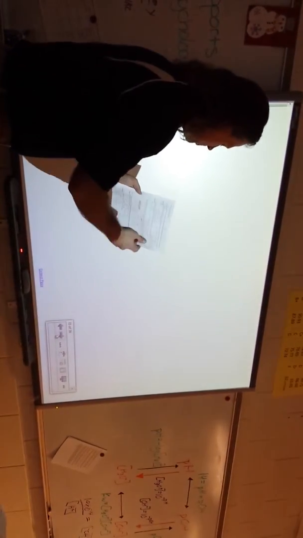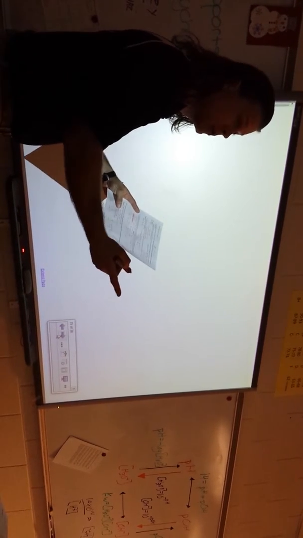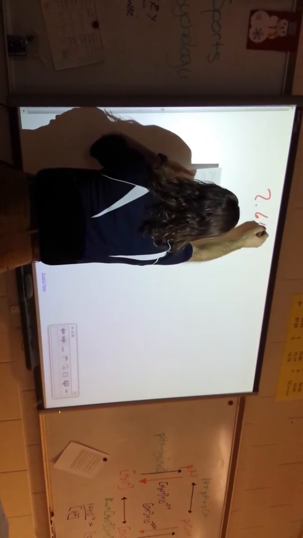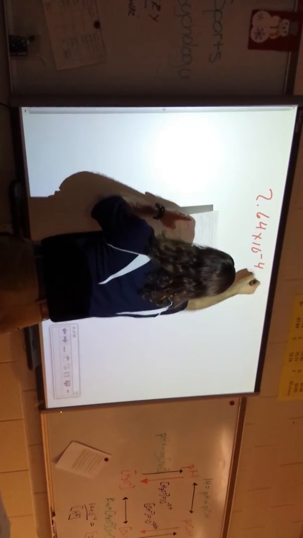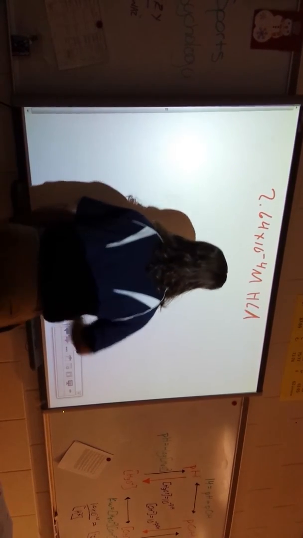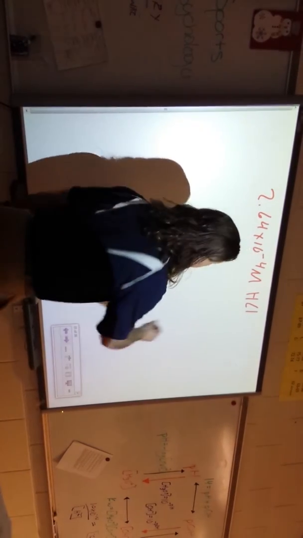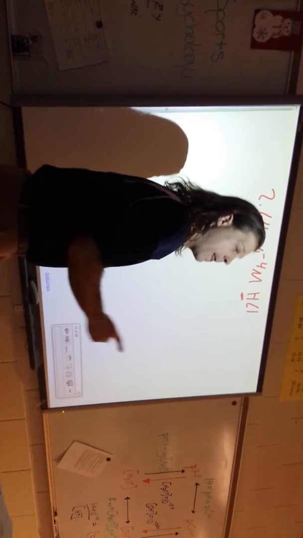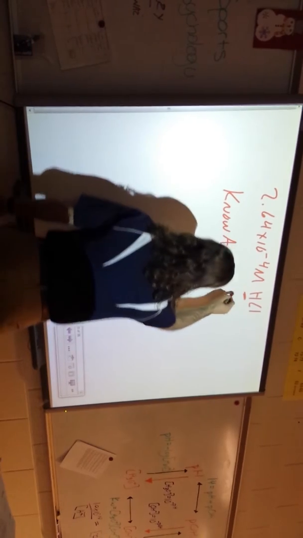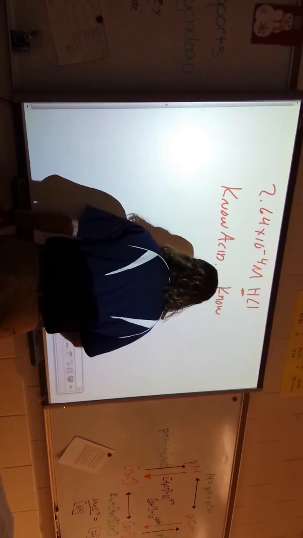Problem number 4 said calculate the pH of a solution that is 2.64 times 10 to the minus 4 molar hydrochloric acid. So is this an acid or a base? Acid. How do we know it's an acid? It has hydrogen, right? So if we know acid, we know H3O plus.